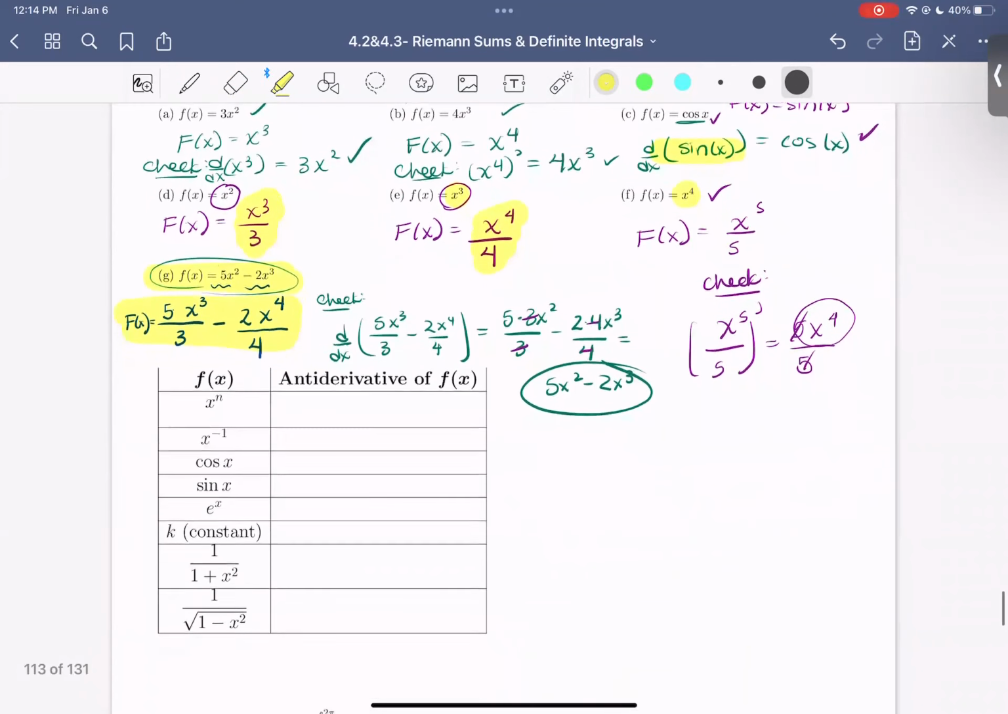All right, so in the next video, we're going to fill in this table of antiderivatives for some common functions that you will see throughout this class.